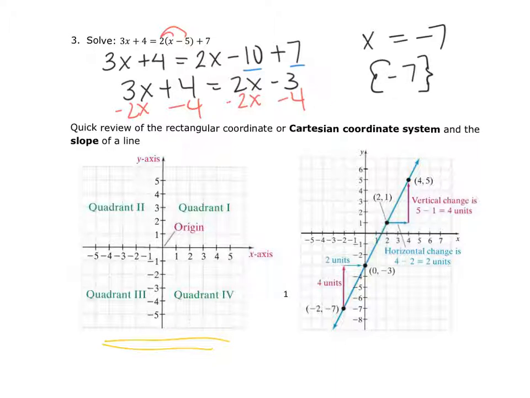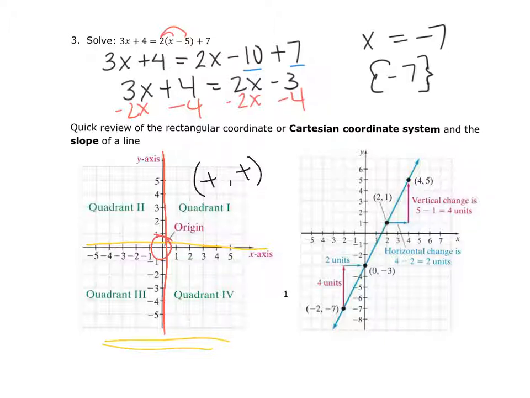The origin is where the x and y axes cross. Here is your x. Here is your y. The origin is right there where they cross. And these are done in quadrants. So in the first quadrant here, my x is positive, my y is positive, and my points would be ordered pairs.